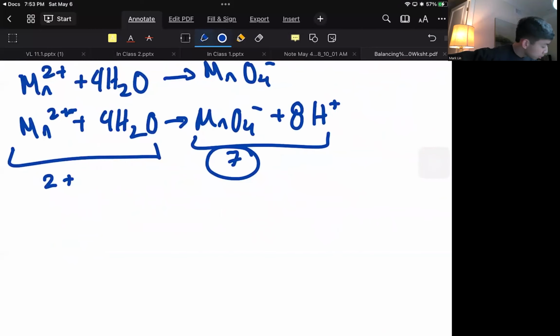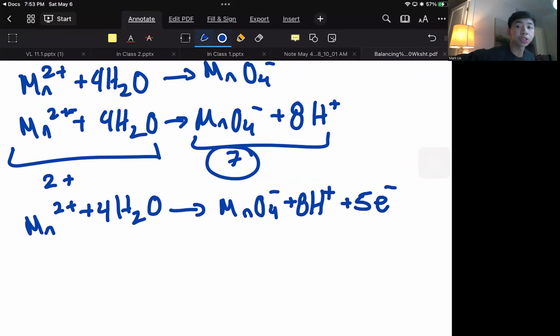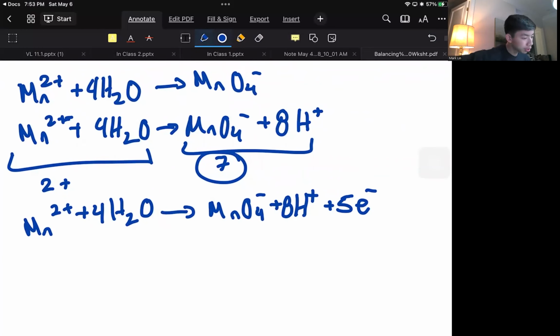So it's going to be Mn2+ plus 4 H2O going to MnO4 minus plus 8 H+ plus, as we said earlier, 5 electrons. Electrons are negatively charged, that's why we add a negative sign here. So here the charges are balanced. And that's it for the manganese.